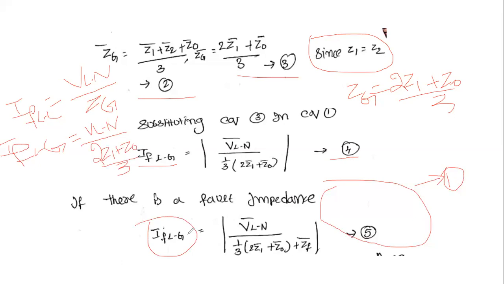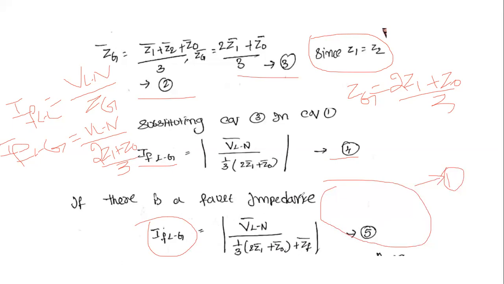That is IF line to ground is equal to VLN by 1 by 3 into (2Z1 plus Z0 plus ZF), where ZF is the fault impedance. Consider this as equation number 5.